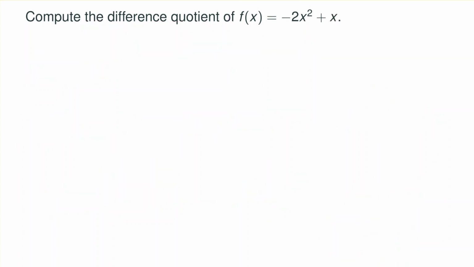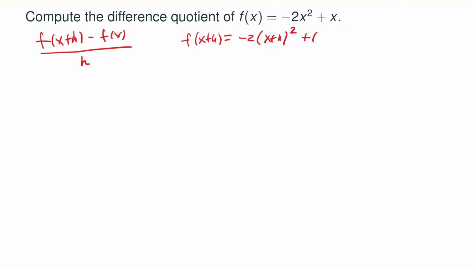Compute the difference quotient of this function, negative 2x squared plus x. So the difference quotient is this, f of x plus h minus f of x over h. It's very important to know the meaning of this. This means average rate of change between x and x plus h. So here I can write x plus h, which is negative 2 times x plus h, entire thing squared, plus x plus h.